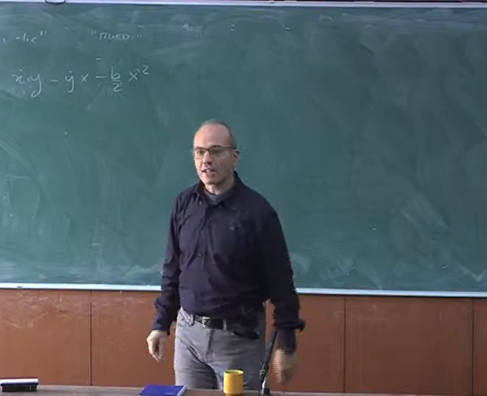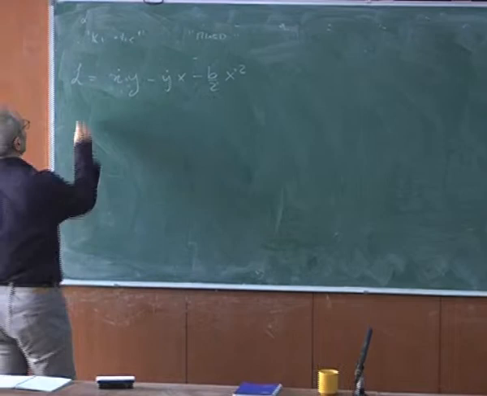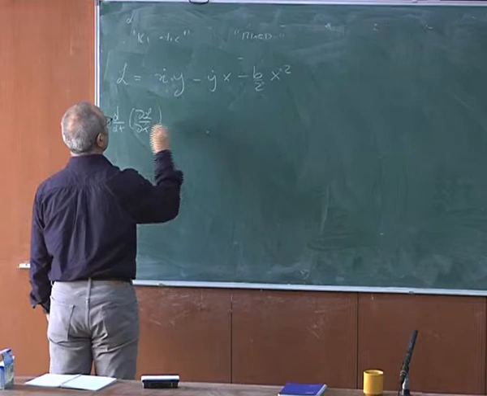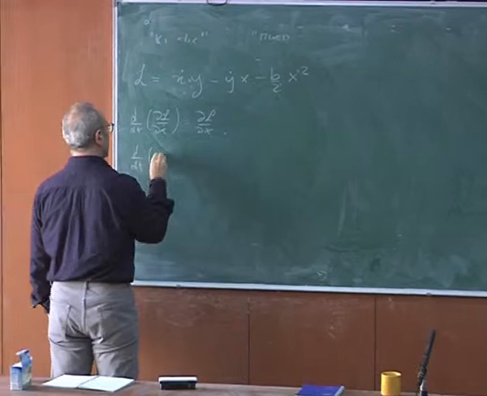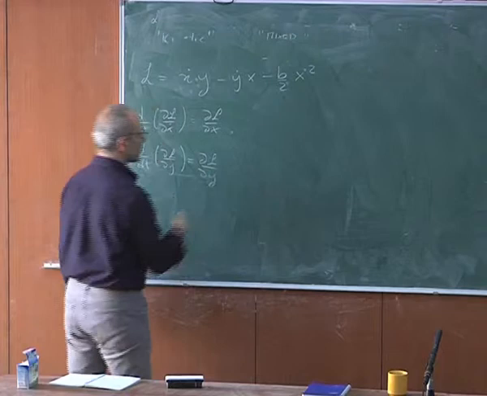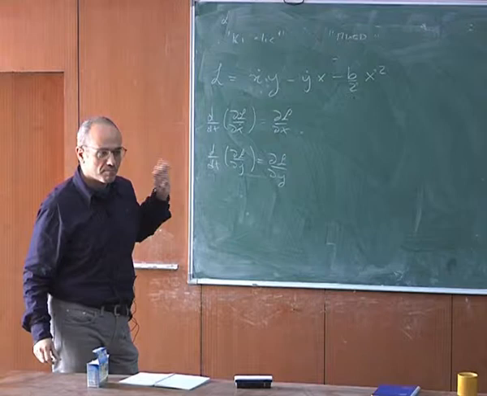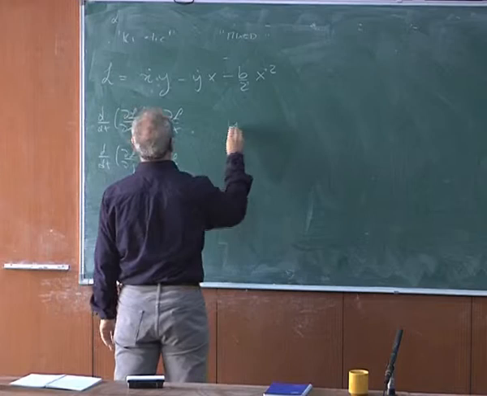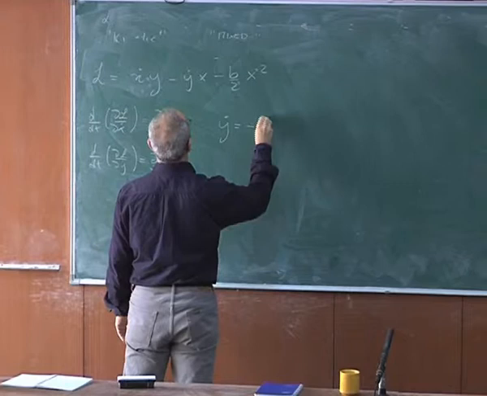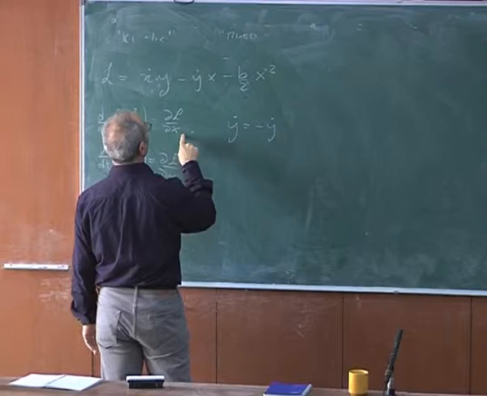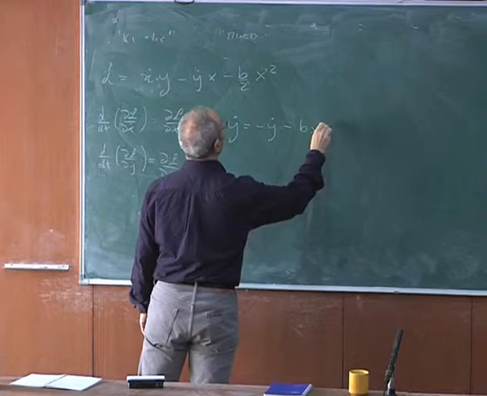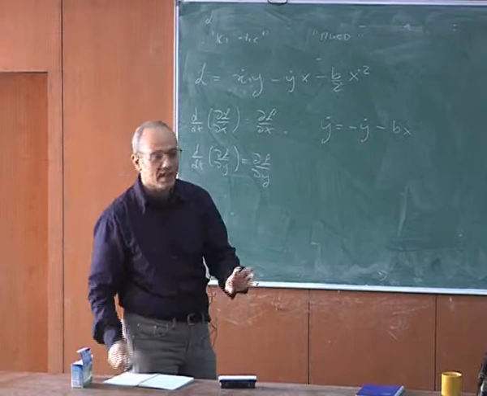Now, let's find the equations of motion. Equations of motion are the following: d over dt, dL over dx dot is equal to dL over dx; d over dt, dL over dy dot is equal to dL over dy. This is the Euler-Lagrange equation, which is always valid. Given a Lagrangian, boom, this is the equation. So this will mean I take the derivative with respect to this, I will get y dot is equal to minus y dot minus b x. If I do a trivial mistake, please say it to me, okay?